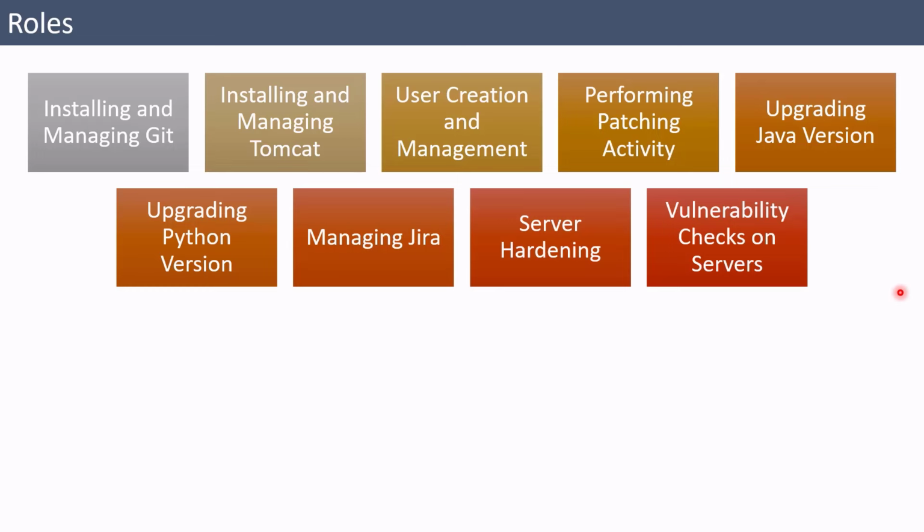Now in order to create all of these playbooks, what you can typically do is create a single playbook which has steps for all of these items, but in that case it is going to be very difficult for you to manage. Let's say for installing and managing Git, you might want to do it only on some servers, and then for installing Tomcat you might have to do it on a different set of servers. Then again for user creation and management, the code might be pretty long.